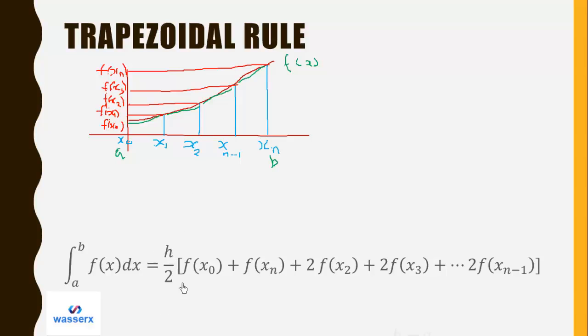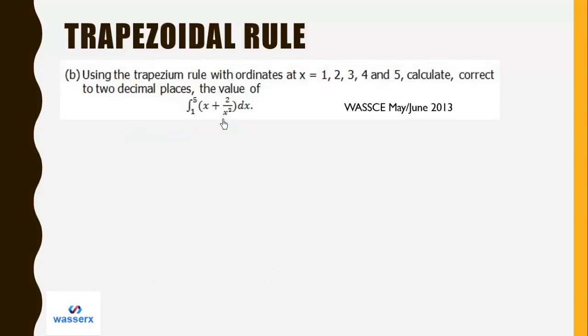Now the h is found using b minus a over n. So the n is the number of sub-intervals. So in this case we have 1, 2, 3, 4 sub-intervals over here. So if you have 5 x values, you are going to get 4 sub-intervals. If you have 6 x values, we are going to get 5 sub-intervals, and so on and so forth. Now let's take an example.